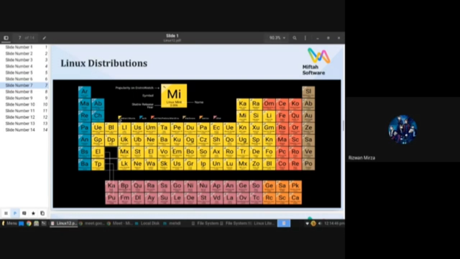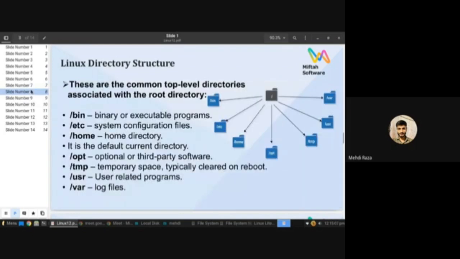So this is Linux Mint. That means yellow is Debian and Ubuntu operating system. Blue is Arch, and orange is Red Hat and Slackware and many more. You can see it here when I post the PPT on the web.